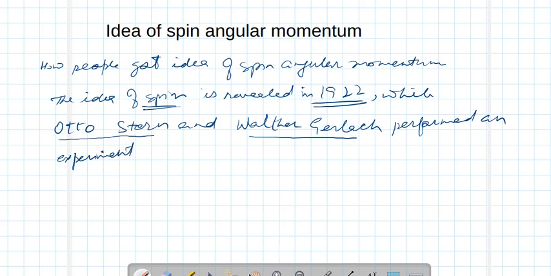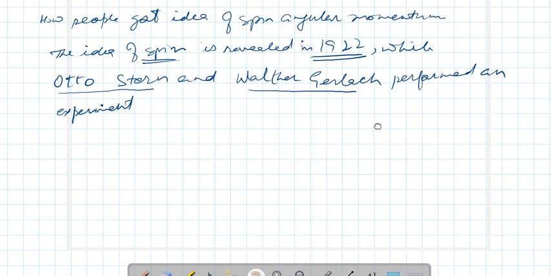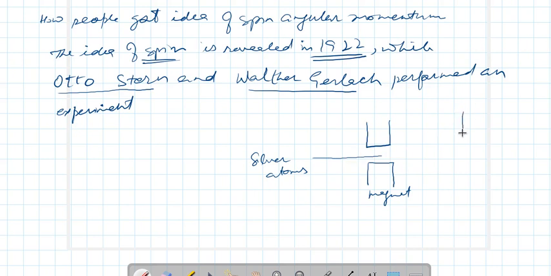What they did in their experiment, they have taken a magnetic field applied along z-axis, right, and they pass through it a beam of silver atoms. They pass through the magnet. What they got on the screen, they observed two spots like this, right?